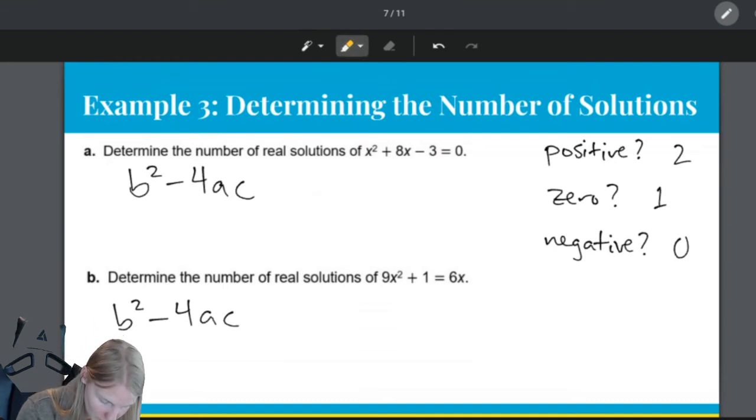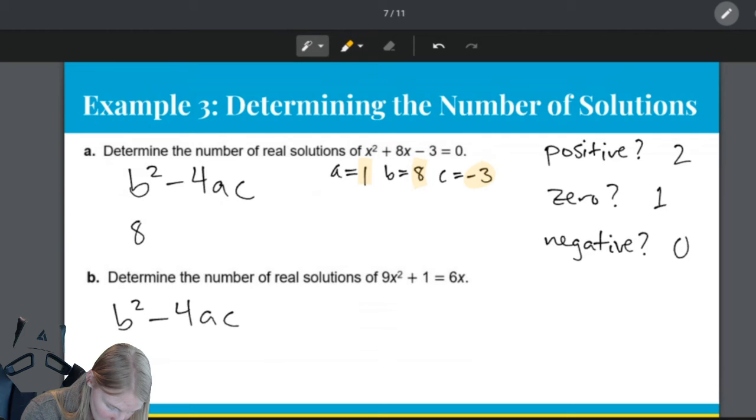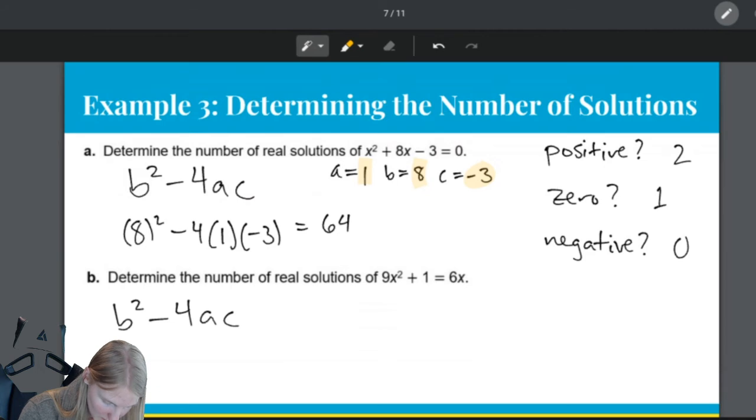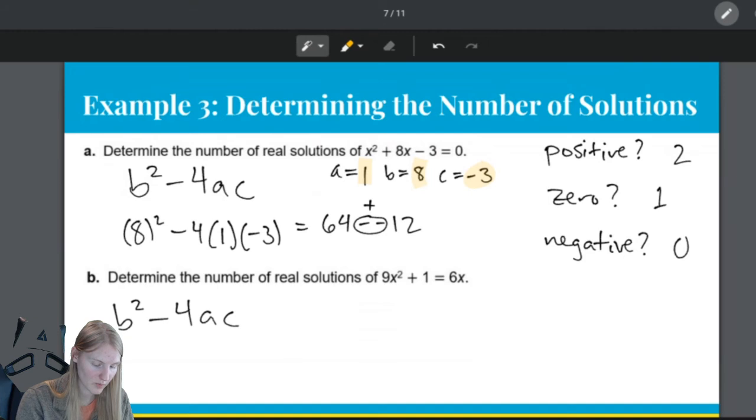Okay, so first things first, we get a equals 1, remember there's an imaginary 1 right there, b equals 8, and c equals negative 3. And now we're going to plug those in right here. So b squared is 8 squared, minus 4 times 1 times negative 3. So this is 64 minus 4 times 1 is 4, 4 times negative 3, so this is minus negative 12. Remember, minus minus makes positive. 64 plus 12 is 76.